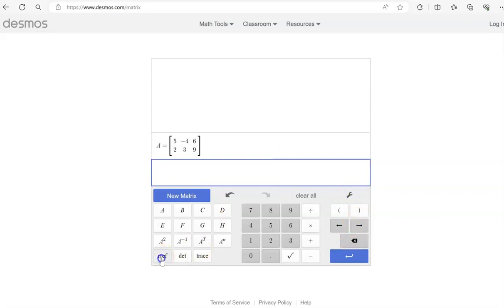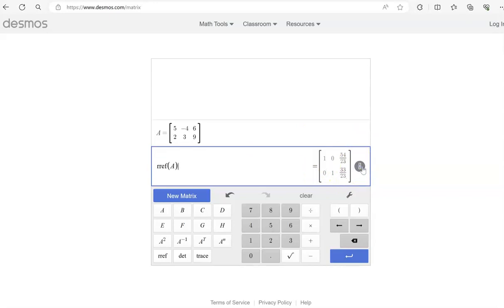So now we're going to do RREF of that matrix. When I do RREF, I'm going to get these decimals. I'm going to turn it into fractions by hitting that fraction button. So this is my RREF matrix. I call this the solution matrix.